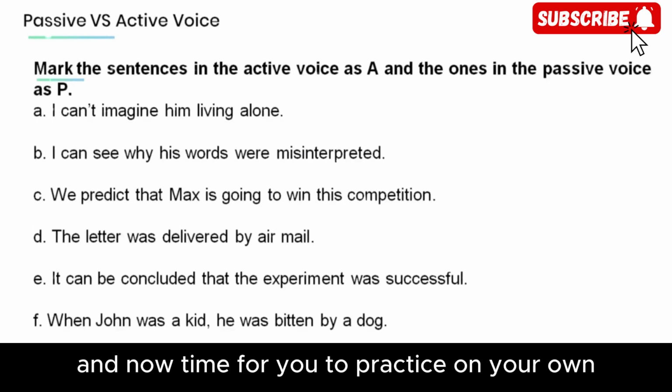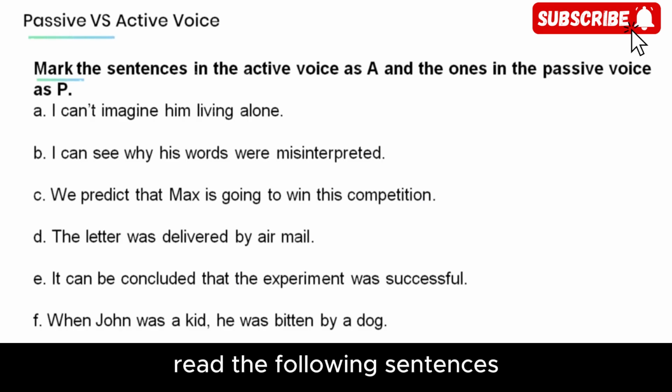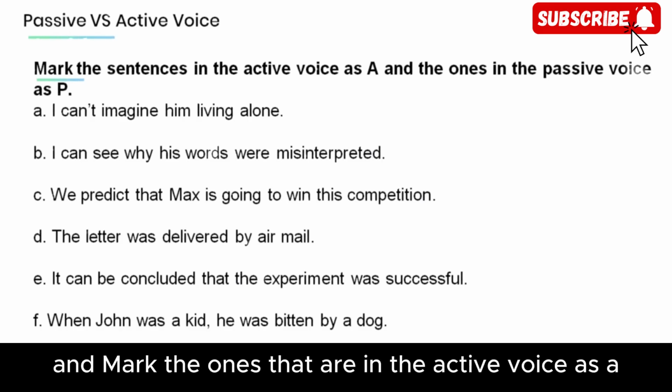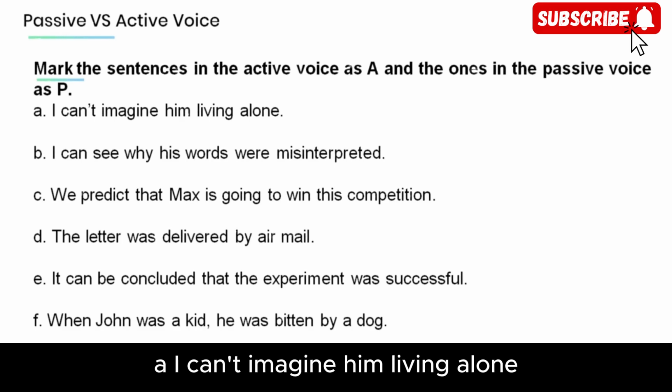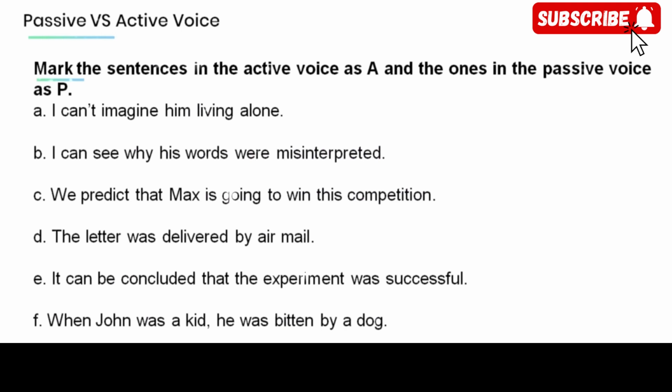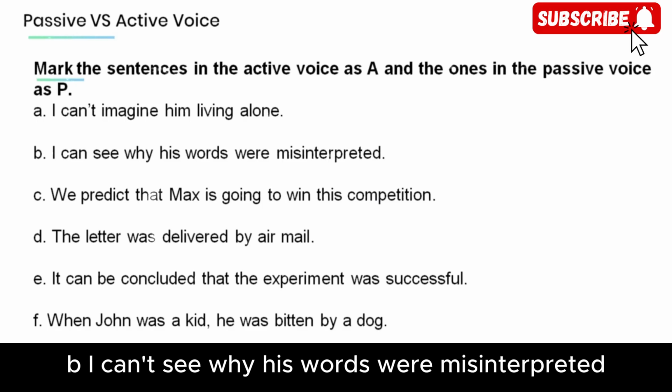And now, time for you to practice on your own. Read the following sentences and mark the ones that are in the active voice as A and the ones in the passive voice as P. A. I can't imagine him living alone. B. I can't see why his words were misinterpreted.